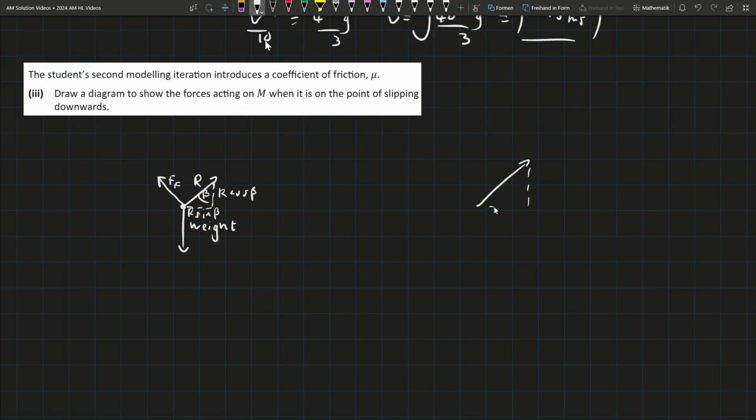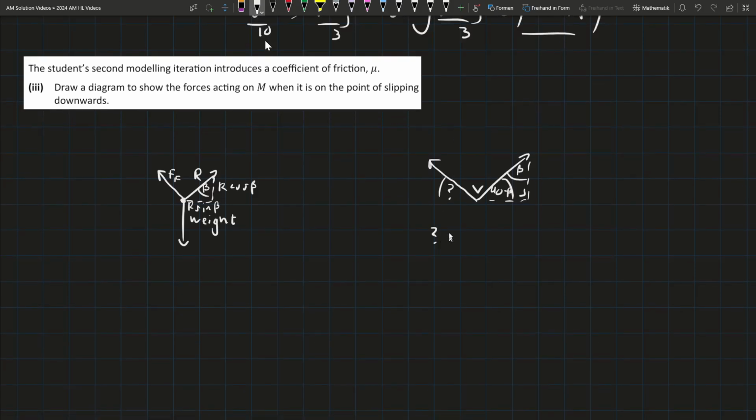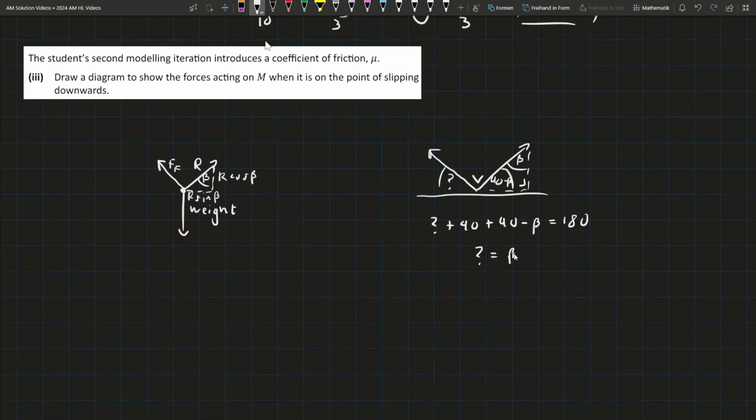Okay, so if this is right angled and this is beta, this is 90 minus beta. We know that the friction and the reaction force are perpendicular, so that's 90. And this is the angle we're looking for, this question mark. The question mark plus 90 minus beta equals 180, because it's a straight line here. That means that our question mark angle is actually just equal to beta.